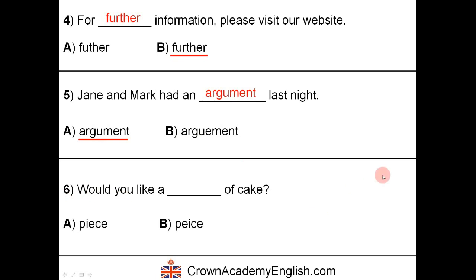Question 6. Would you like a piece of cake? And again, the sound is E. Piece of cake. And it's spelled P-I-E-C-E. Okay, so we have these letters again, the letter I and the E in the middle of a word. And again, I'm going to give you the spelling rule for this at the end of this video. So keep watching. So this is correct, and this is wrong. Very common mistake.